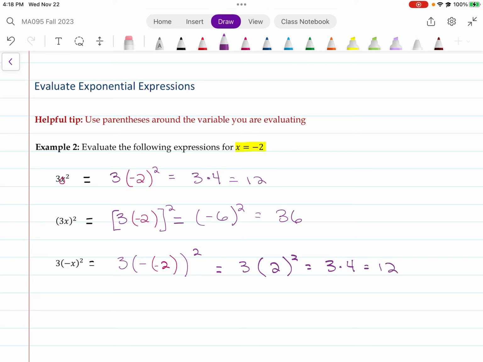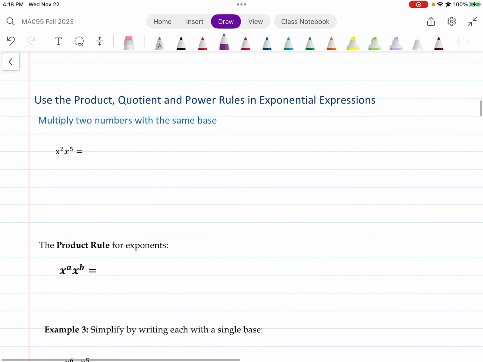Okay, so if you missed any of those, just pause the video, think for a moment, and try to figure out what it is that you did wrong. All right, so moving on, we are going to use the product, quotient, and power rules. So we're starting with the product rule.